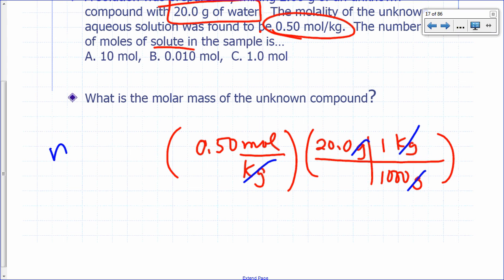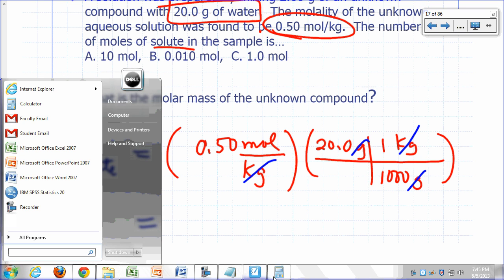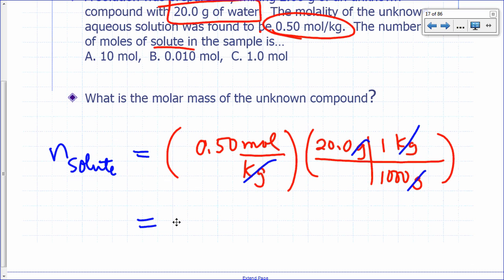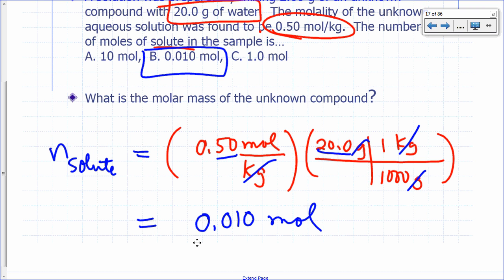Okay, so this is moles of solute, and that's going to be half of 20. That's 10 divided by 1,000. That should be 0.01. Let's just make sure. 0.5 times 20 divided by 1,000 is 0.01. Okay, so this is going to be 0.01. Two sig figs, three sig figs, so I need two sig figs here, 0.010 mole. So the correct answer here is B.